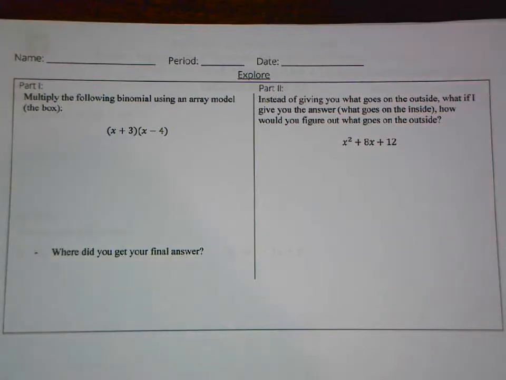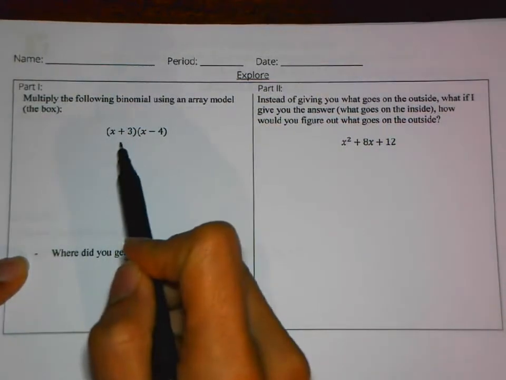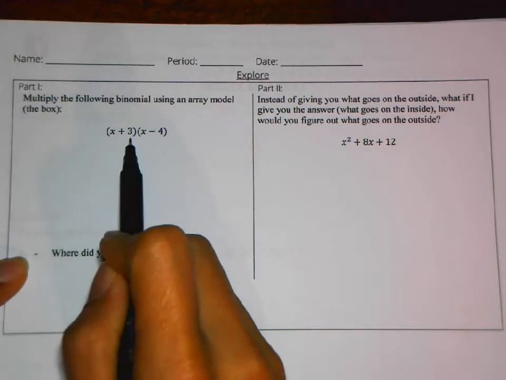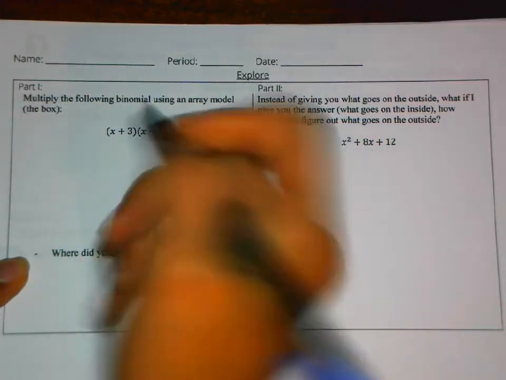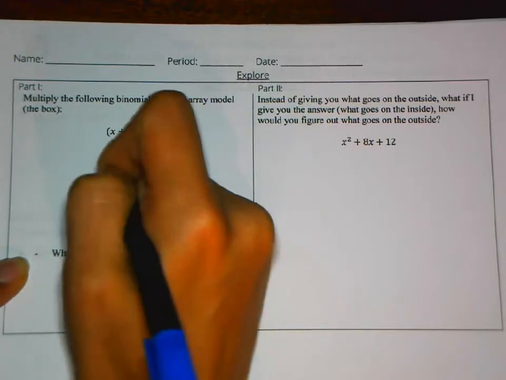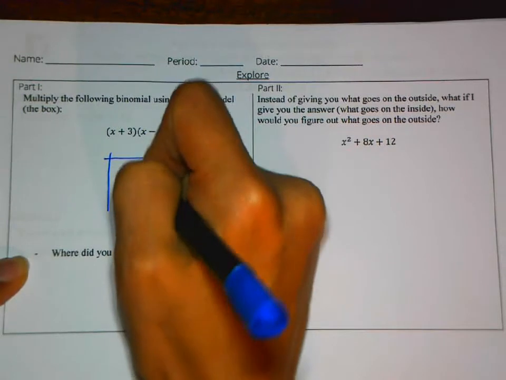Today we're going to take a look at factoring. But before we do that, let's go back to Algebra 1 and think about multiplying using an array model, and that is when you're looking at an area. For example, if you were to look at x plus 3 times x minus 4, this is like your length and your width. So what we do is we draw that box that represents your rectangle.